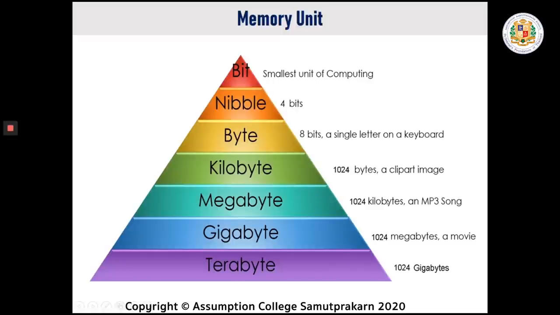MP3 song. Okay, and the next unit is gigabytes. A gigabyte is composed of 1024 megabytes, so it's equivalent to a movie. And then the next unit is the terabyte. This is the highest unit. 1 terabyte is equivalent to 1024 gigabytes. So it's a huge size of memory. So those are the memory units.